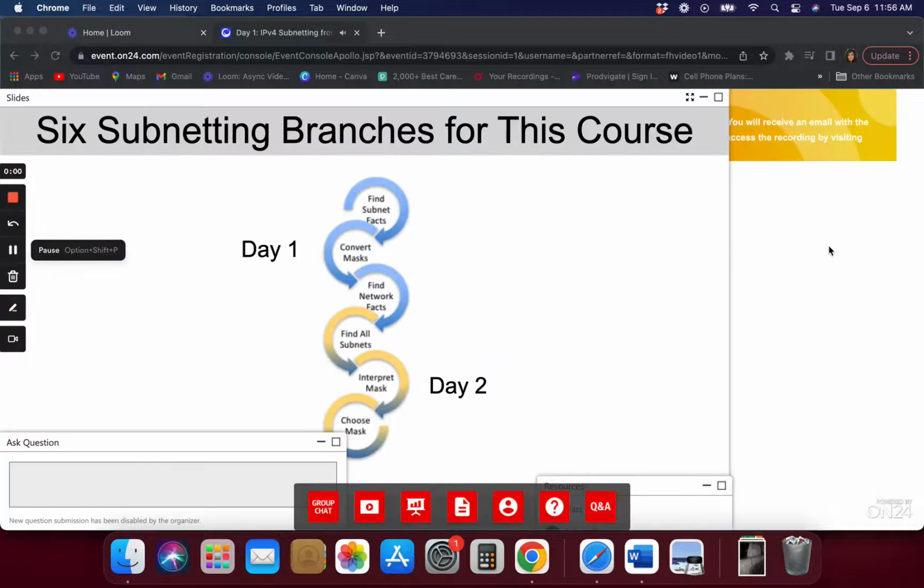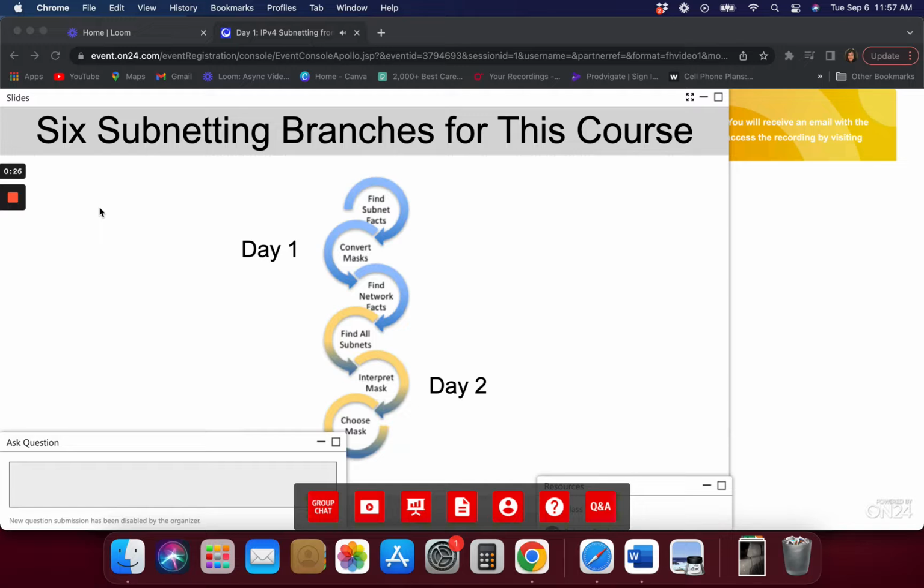Today, we'll talk about finding subnet facts about a subnet that already exists, converting subnet masks. So when you see a mask in some output on a device or in some documentation and you need to think about it a little differently, often you need to convert mask formats. So we'll talk about how to do that. It's not hard.